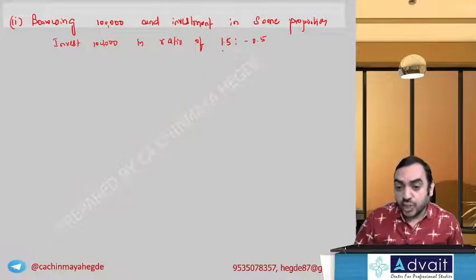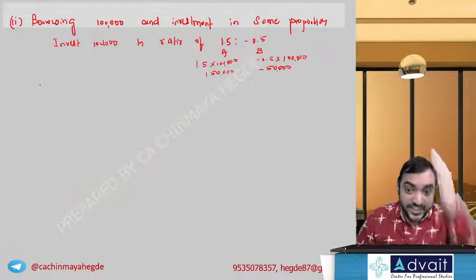So how do we invest? How much in A and how much in B? In A, we invest 1.5 into 1 lakh, so we invest 1,50,000. In B, minus 0.5 into 1 lakh. So we basically short 50,000. So what will your revised weights be now?